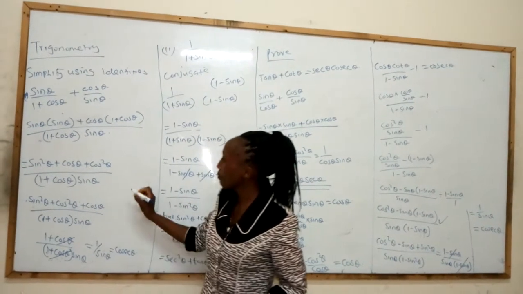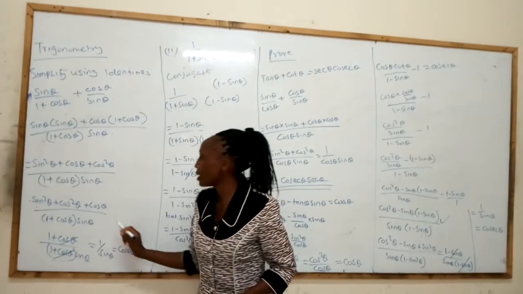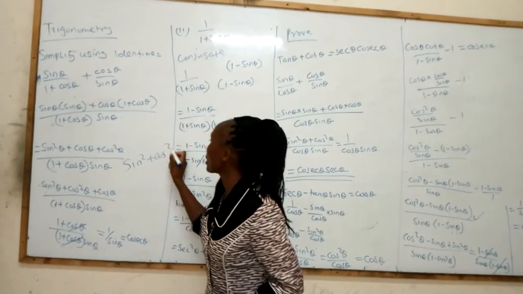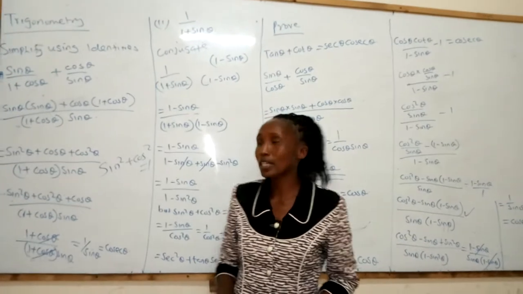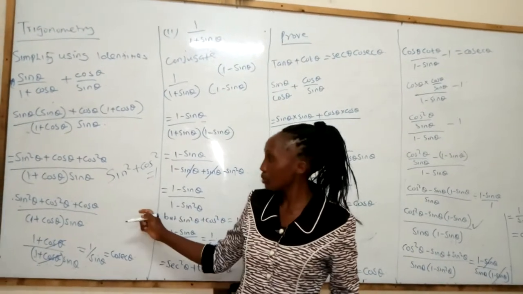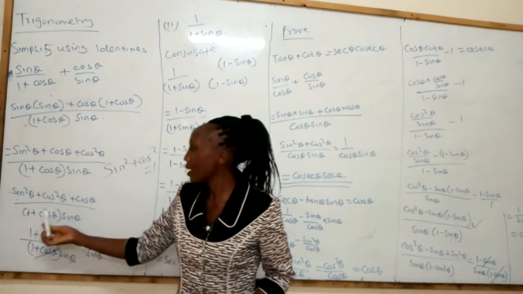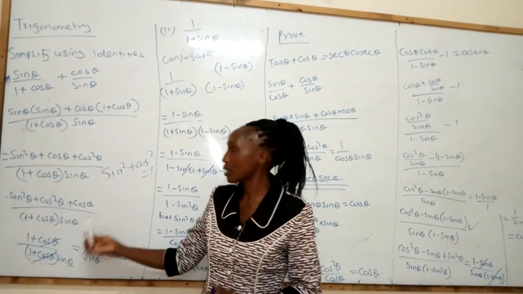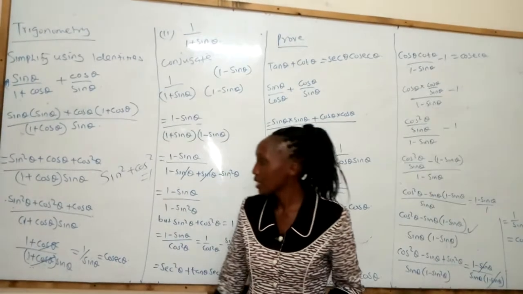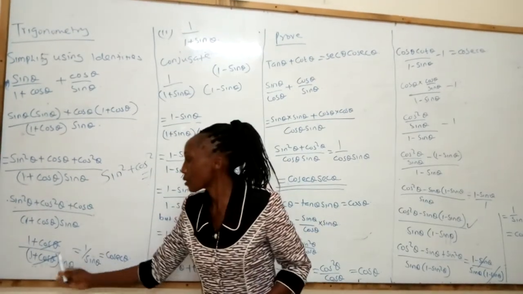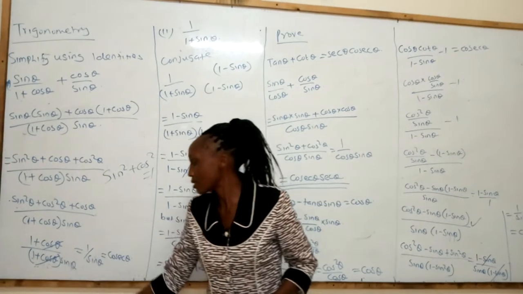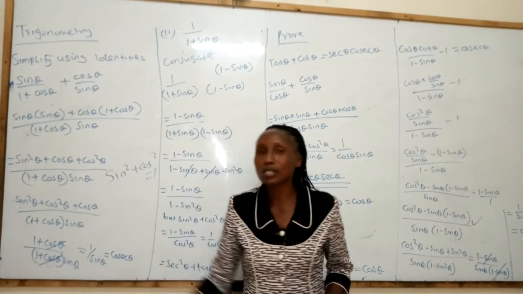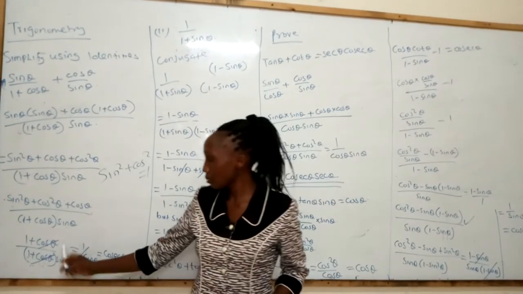But you have to remember that sine squared theta plus cos squared theta is equal to 1. That is the first identity. So in our case, sine squared plus cos squared gives 1 plus cos theta over (1 plus cos theta) sine theta. The two factors, 1 plus cos, cancel because they are the same, and you remain with one side.